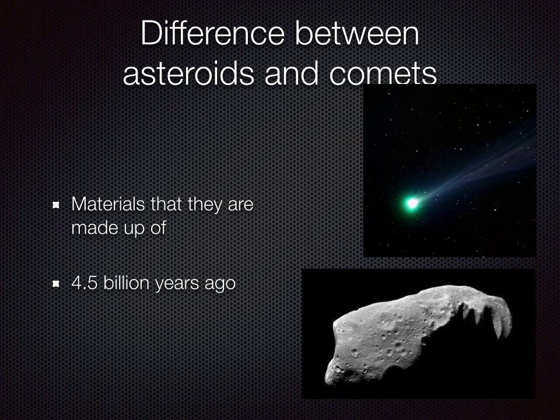Now, the difference between asteroids and comets is mainly just the materials that they are made of. Asteroids are made up of metals and rocky materials, while comets are made up of ice, dust, and rocky materials. Both asteroids and comets were formed early in the history of the solar system, about 4.5 billion years ago, around the time that the sun was formed.